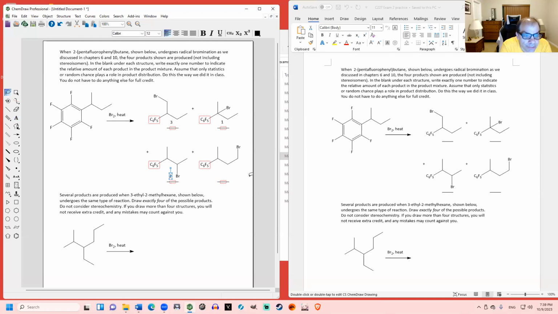And then last but not least, the bromine's attached over here. That means we took an H off of that carbon and replaced it with a bromine in the propagation step of the halogenation reaction. And so that carbon is right over here in the starting material. That carbon has 3 H's attached. And you can take any of those 3 H's, you can replace any of those 3 H's with bromine and get this product. So since it's 3 H's, we put 3 in that spot.